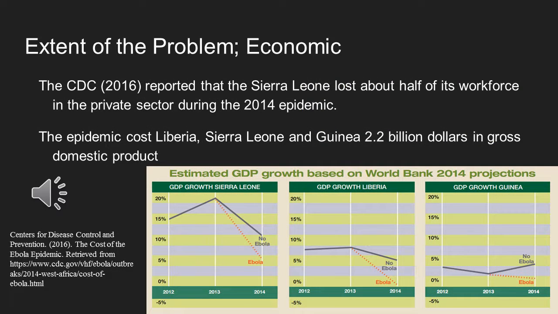Ebola not only took thousands and thousands of dollars to treat and prevent, it also hurt the economy's working force. The CDC reported that in Sierra Leone alone, they lost about half of the workforce in the private sector during the height of the 2013-2014 Ebola outbreak. The epidemic cost Liberia, Sierra Leone, and Guinea a combined total of $2.2 billion in gross domestic product, or GDP.